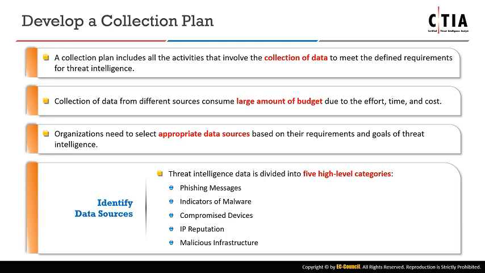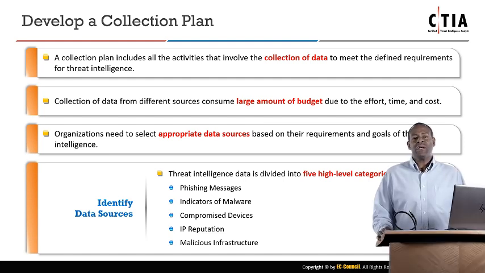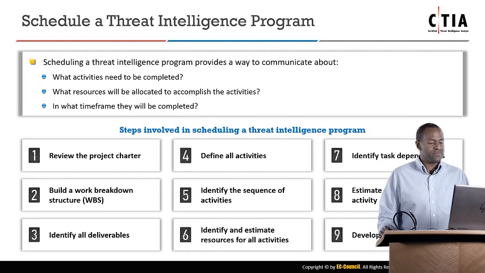And then lastly, malicious infrastructure. In certain areas, there are infrastructures dedicated to malicious output, and if we can identify those, they are again data sources for data collection. So not only from forums, not only from news sites, not only from third-party information, but also directly from experience in the organization's computational infrastructure: phishing, malware, devices that have been compromised, IP reputation, and malicious infrastructure.